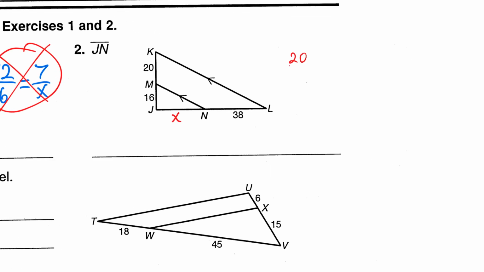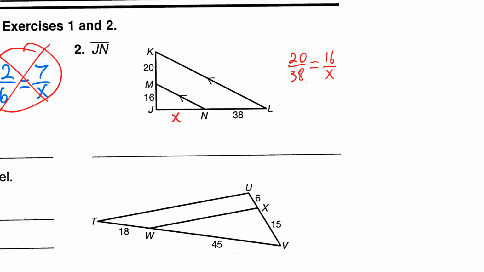Okay, on this one, I'm looking for JN, so I'm looking for this right here. So I'm going to say like 20. What do you think? Okay, 20 is to 38 as 16 is to x. So again, see how I'm keeping this consistent. This goes to this as this goes to this. Got to go in the same order. This to this, this to this.